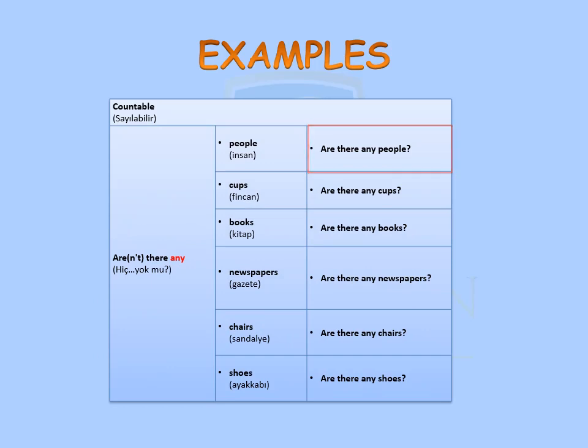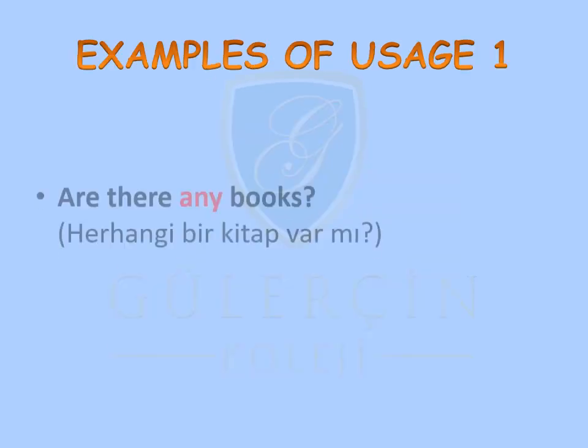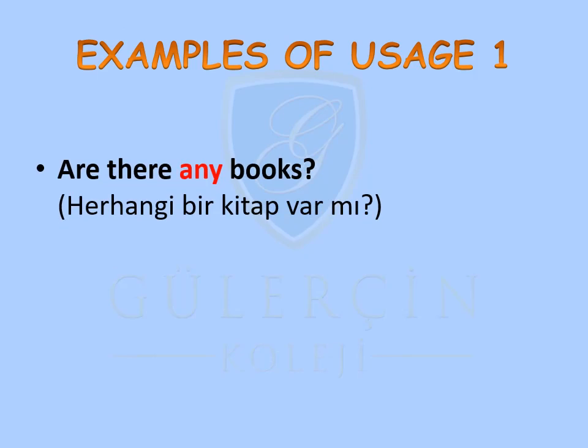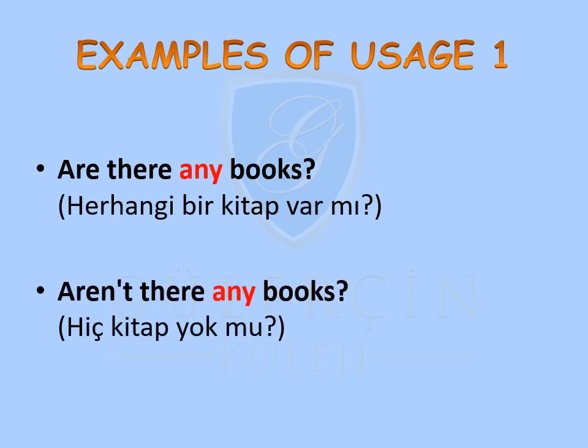Examples: are there any people? Are there any cups? Are there any books? Are there any newspapers? Are there any chairs? Are there any shoes? More examples of usage 1. Are there any books? Aren't there any books?